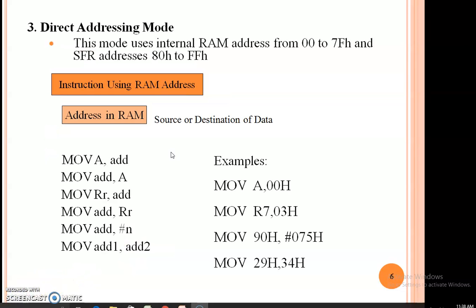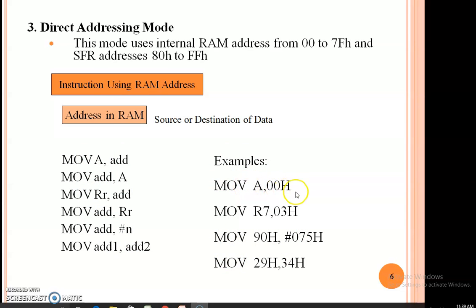Next addressing mode is direct addressing mode. In this instruction we have to use one memory location address. One operand can be a register, but one of the operands must be a direct address, nothing but a memory location address, which is present in the 8051 RAM. The 8051 has 128 bytes of RAM, so you have to use one of the locations as the source or destination. So see these are the combinations. Here addr means the address of a memory location. You can use any combination from this, and we have some examples under this.